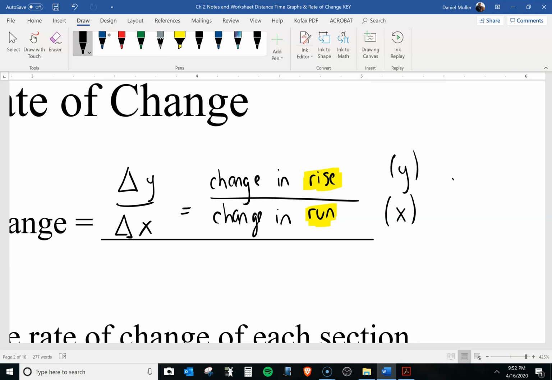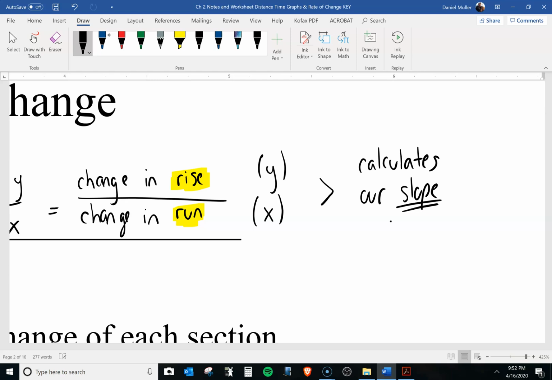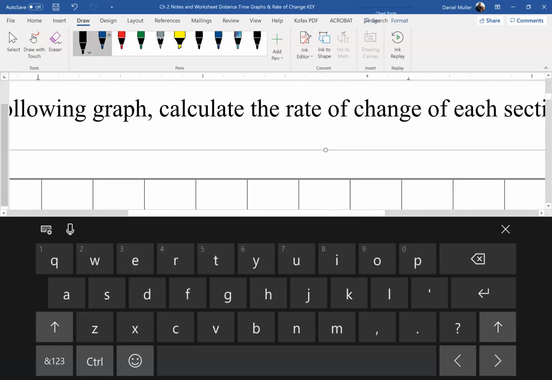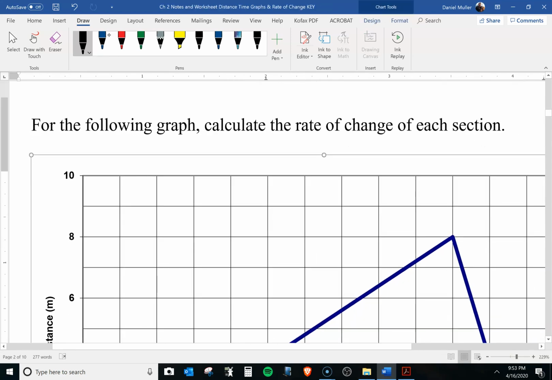So this calculates our slope. And that's what we're after. We want to calculate our slope or our steepness, though we often use the word slope. And what is slope? Well, we say it's our rise over our run. And the only reason we do that is just so that we can compare things. We want to compare different parts. So it says for the following graph, calculate the slope of each section.